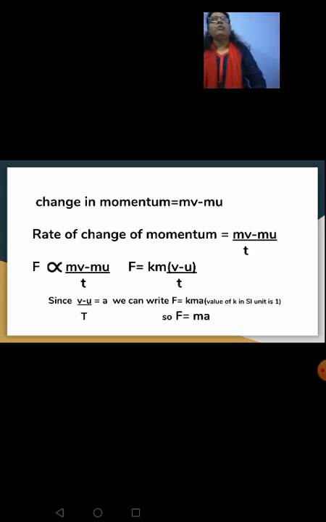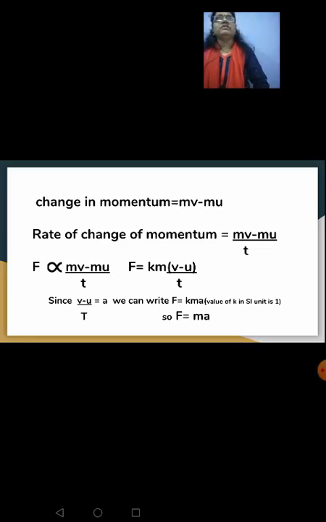So the change in momentum is represented by mv minus mu, because initially the object was at rest. After the application of force, it has gained some velocity and acquired momentum, so its momentum changes to mv. Therefore, the change in momentum will be mv minus mu. Whenever you say rate of change of momentum, it is related to the time period for which the force is applied. Therefore, the rate of change of momentum will be (mv minus mu) upon t.